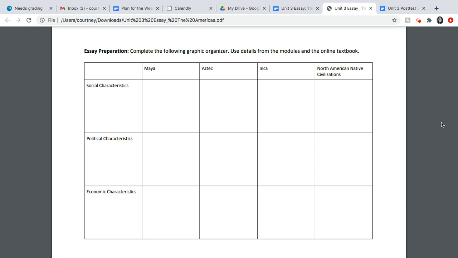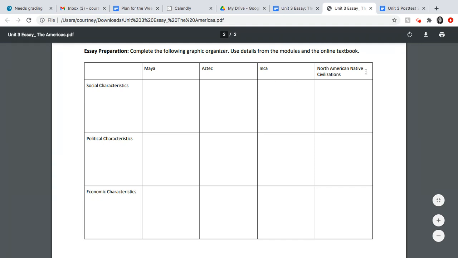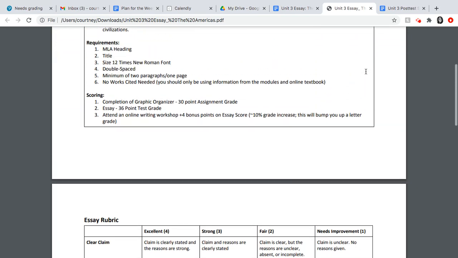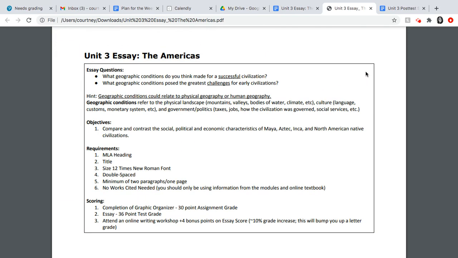So should be pretty straightforward, and make sure you're using details from the module and the online textbook, not just Googling stuff on the internet. So those are the components of the essay. Again, it's a short essay, about a page, page and a half, but I really want everyone to be able to complete it and do so successfully.